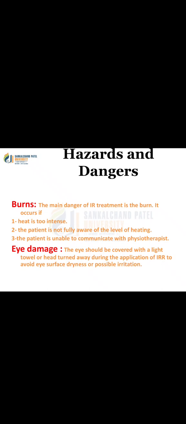Second is eye damage. The eye should be covered with a light towel or the head turned away during the application of IR, to avoid eye surface dryness or possible irritation. This depends on the side being treated, left or right. For example, if the patient has pain in the right shoulder and we apply IR on the right shoulder, ask the patient to turn the head to the left side. The eyes should not be affected during the IR treatment.